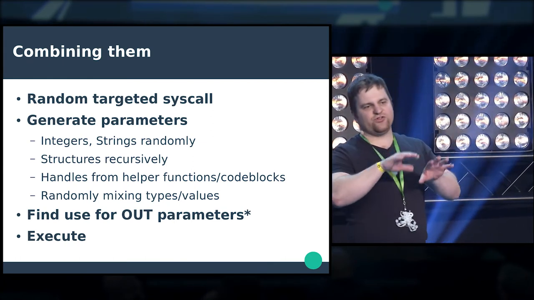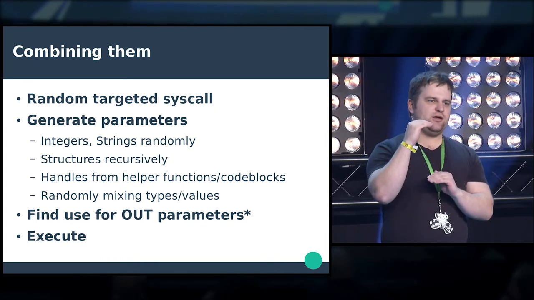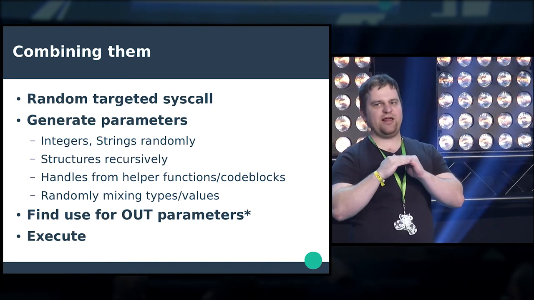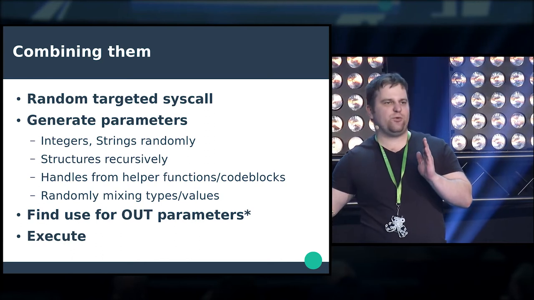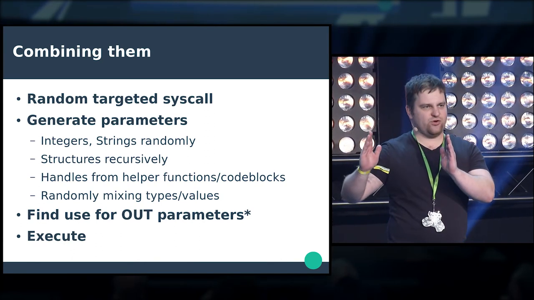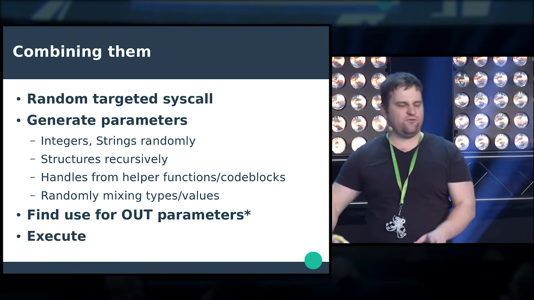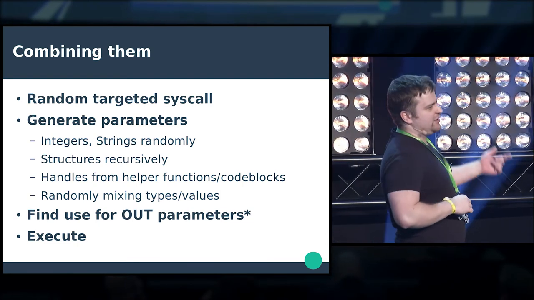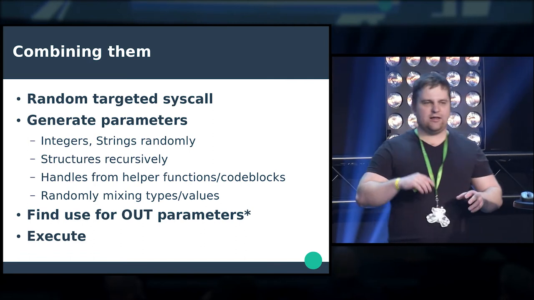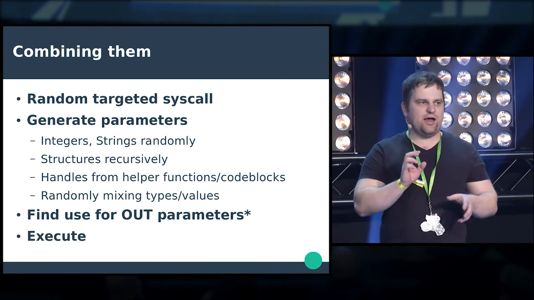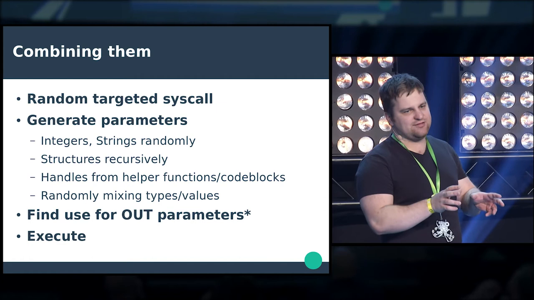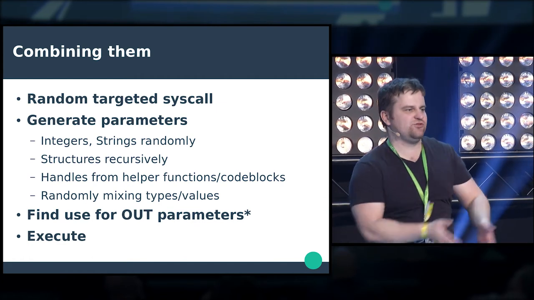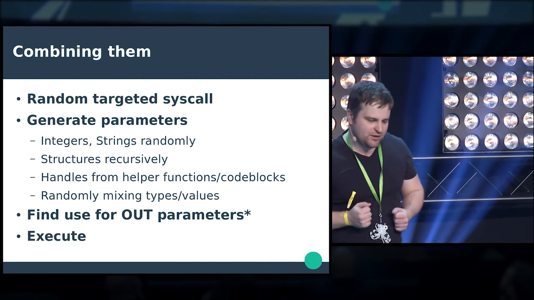Then it generates all the structures, allocates enough memory, and puts the structure elements into their places. If it's recursive, so it points to somewhere else, it builds those up also. So it's a huge tree of logic going on. Then some handles are generated from helper functions. And additionally, it does some mixing, like in 5% of cases it uses a wrong type, for example, just to see if maybe something bad happens.